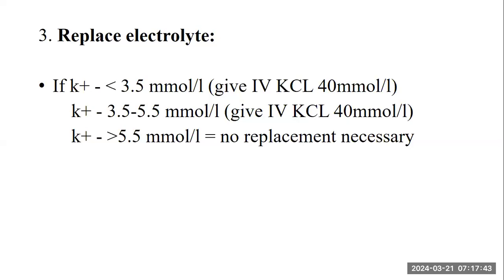So we replace electrolytes if there is hypokalemia. If it is less than 3.5, we give IV potassium chloride 40 millimole per liter. If it's 3.5 to 5.5, we give the same, but if it's greater than 5.5 millimole per liter, there won't be any replacement needed.